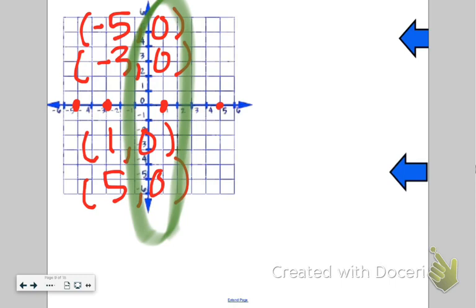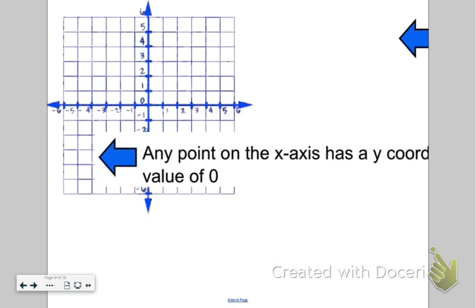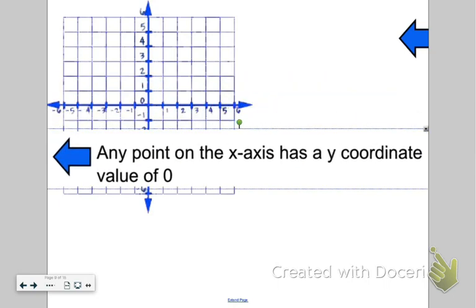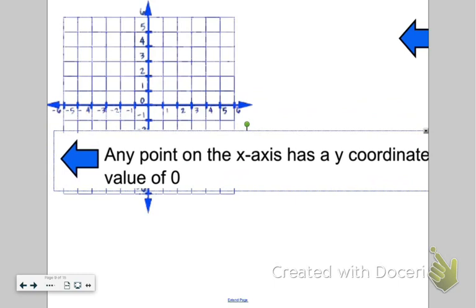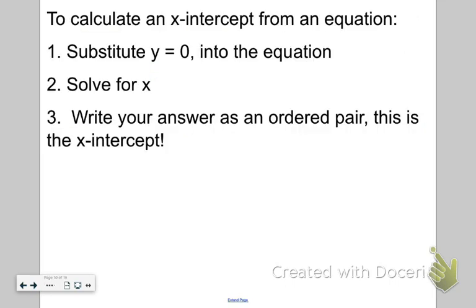Okay, that's really important information. Alright, so go ahead and jot that in your notebook, that any point on the x-axis has a y-coordinate value of 0. So any point on the x-axis, that's going to be our x-intercept, has a y-coordinate value of 0. Alright, make sure you get that in your notes. And we're going to go ahead and try an example here.